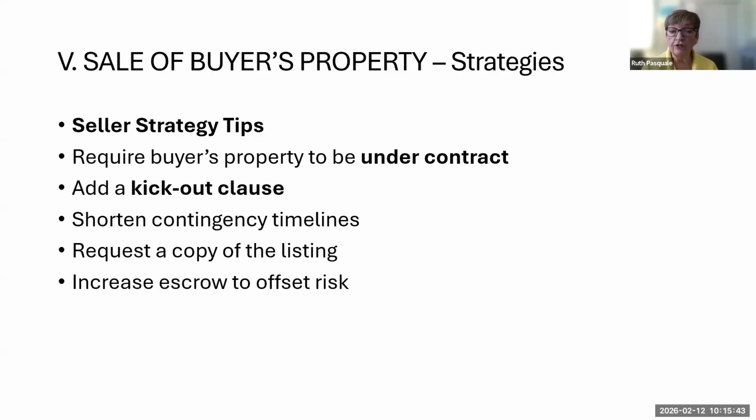Maybe your buyer wants to shorten contingency timelines. Maybe they're going to request a copy of the listing agreement if it's only listed. And maybe they're going to ask for an increase in escrow to offset the risk. So those are some things from the seller side.